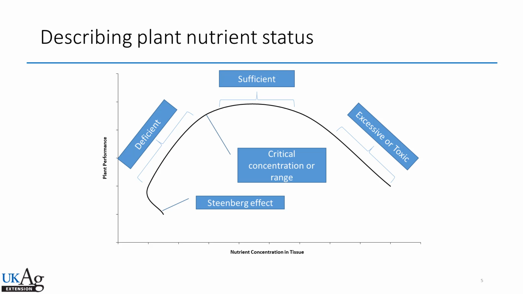Once a plant is sufficient in a nutrient, adding additional nutrients to the plant will not increase plant performance. And in fact, at some point, plant performance may begin to decline, specifically with the micronutrients, where toxicity is a problem. So in deficiency, as we add more of a nutrient, plant performance increases. In sufficiency, plant performance doesn't change as we add the nutrient. And in toxicity, plant performance declines as we add more of that nutrient.